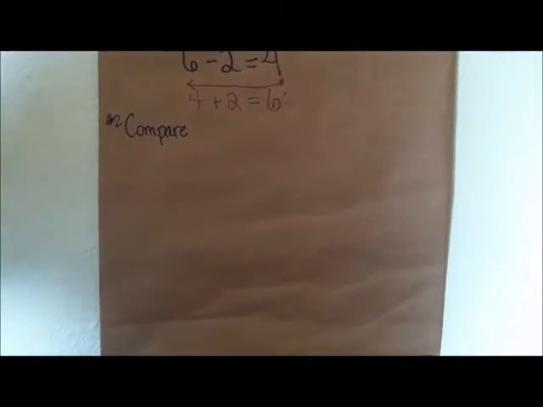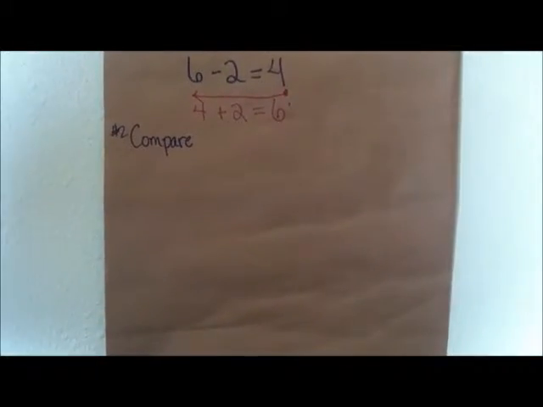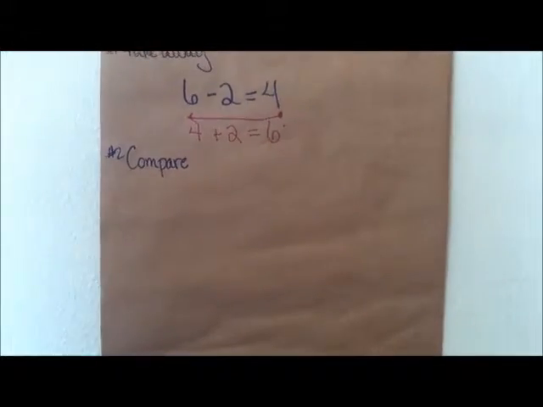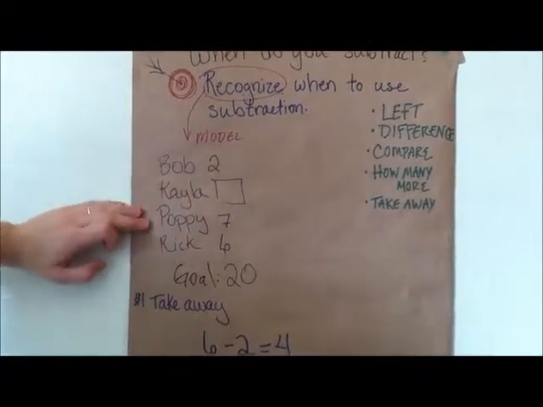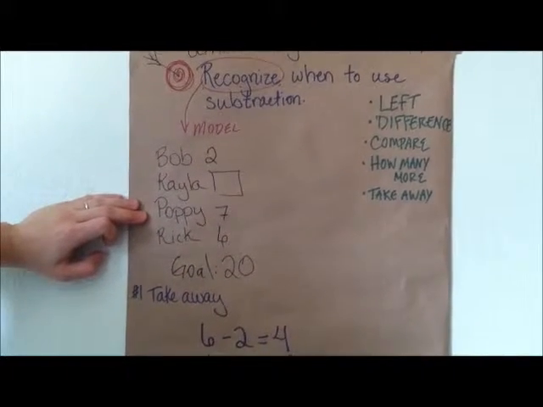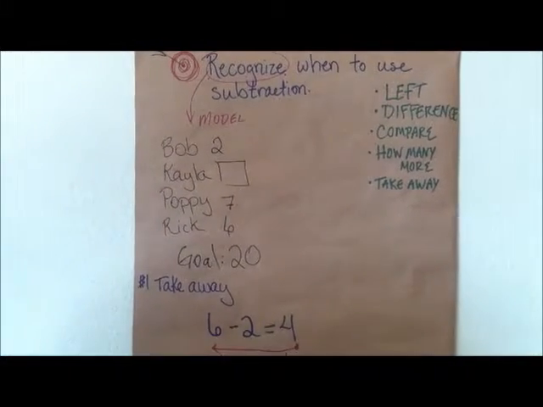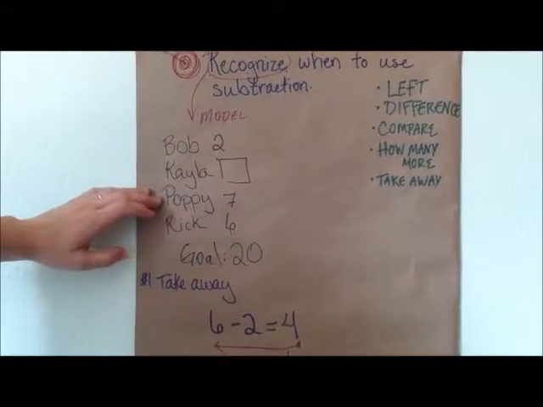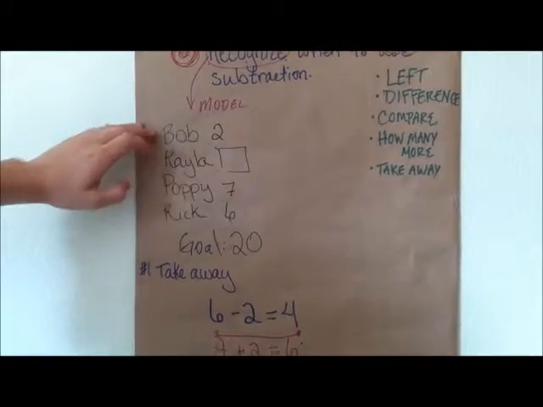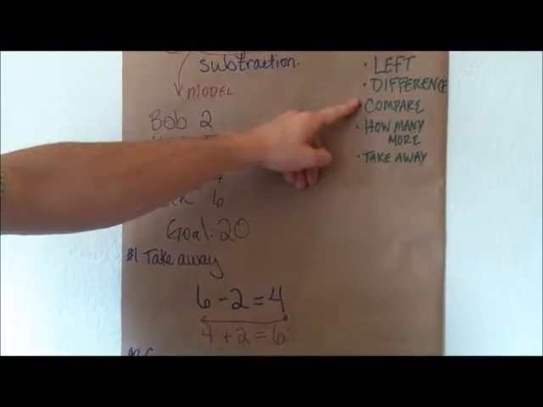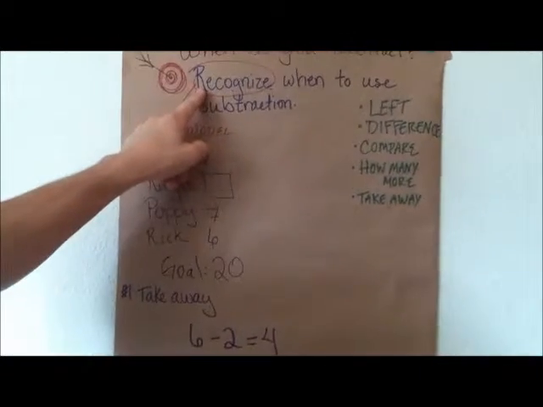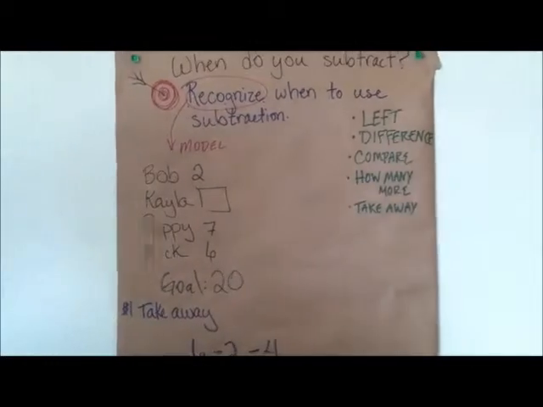Alright, for the second way to recognize subtraction, we are going to be comparing 2 numbers. Sometimes they'll have a question like this. Let's take a look at Bob and Poppy. If you remember, Bob made 2 bracelets for the fundraiser, and Poppy made 7 bracelets for the fundraiser. She's our rock star. Well, we want to compare how many more bracelets Poppy made to Bob. Oh, look over here. We have how many more, and we're going to compare these numbers. So again, we're recognizing when to use subtraction, so we can make a model of this.